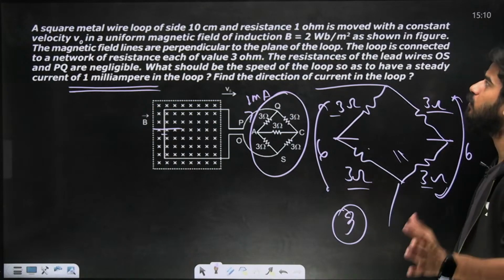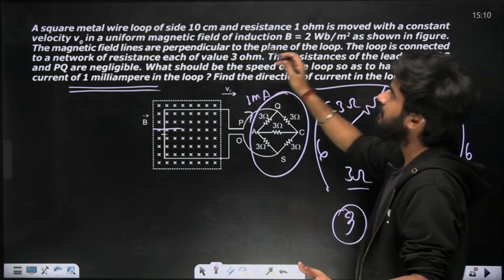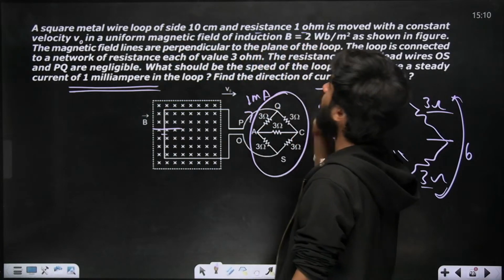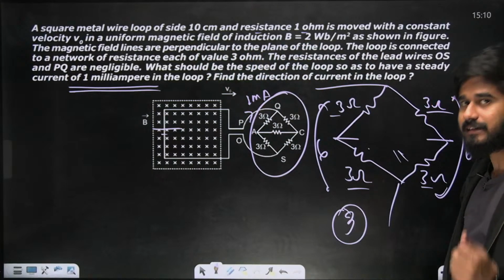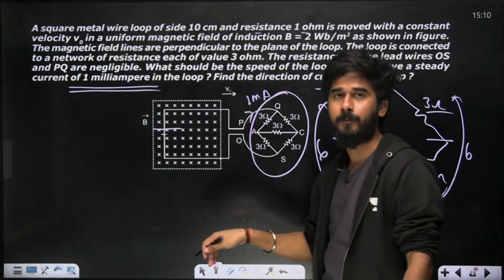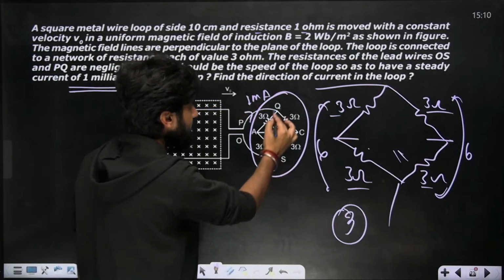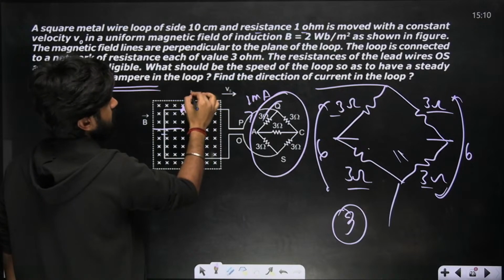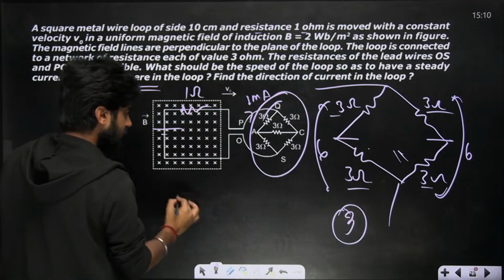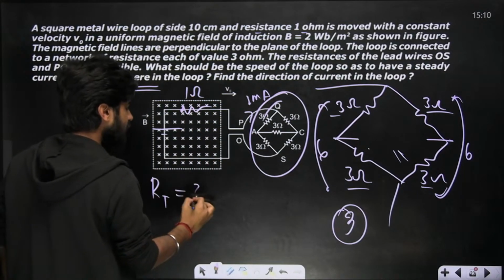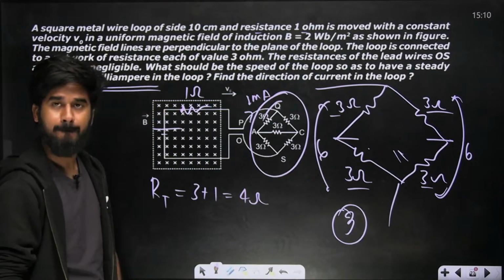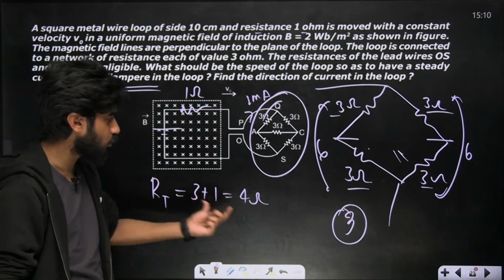Now, there is one more thing. It says the square metal loop of side 10 cm has resistance 1 ohm. So there is also a resistance of 1 ohm in the loop. This resistance is 3 ohm and the loop resistance is 1 ohm. So the total resistance R total is equal to 3 plus 1, which is 4 ohm.